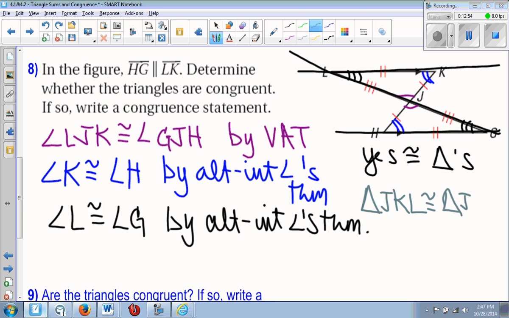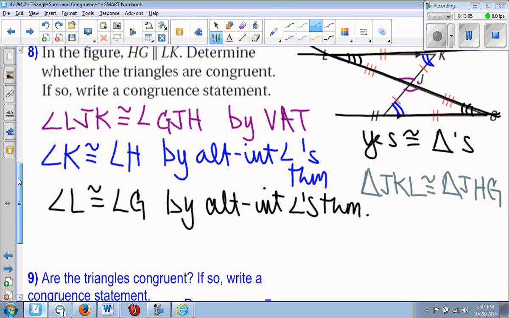J would go first again. The angle that matches with K is angle H. And the one that matches with L is angle G. And so we can write a congruent statement that says they are congruent.